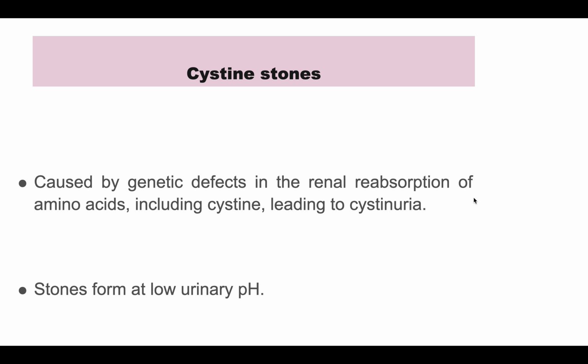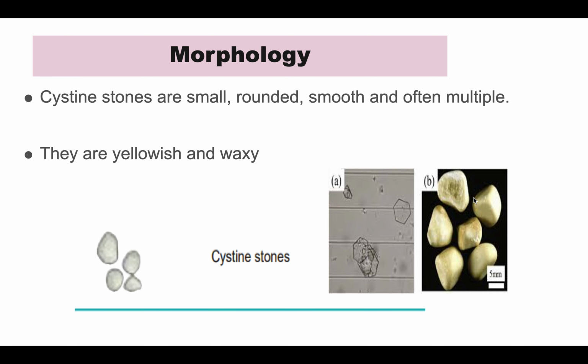Then you have cystine stones. Now cystine stones are pathological stones. They are mostly found in cystinuria, where the patient has an inborn error of metabolism, so these can be formed, and again these are stones which are formed in acidic urine. Morphology: how do they look? They are small, round, smooth stones and they have a waxy cut section.